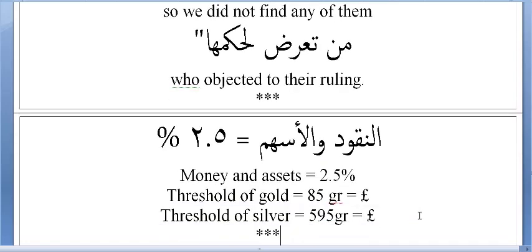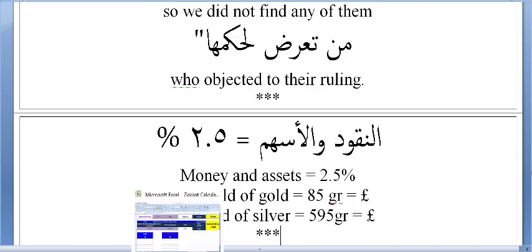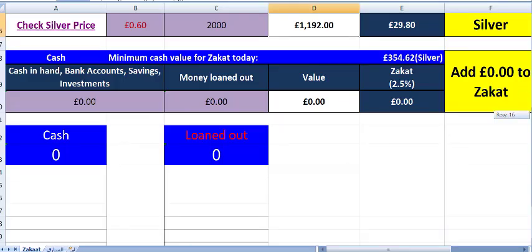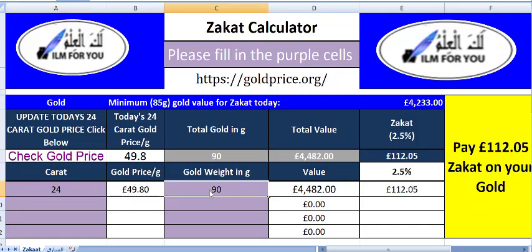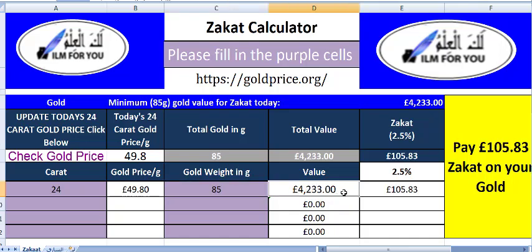So in here, we want to see 85 grams of gold, how much it is worth. Let's go back to our system. Say 24 carat. This one, 85. How much money here? 4,233. Means your cash, until it reaches that limit, you don't need to pay zakah. It means, yes, the whole year.